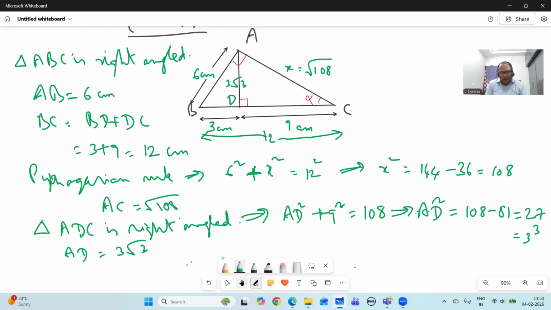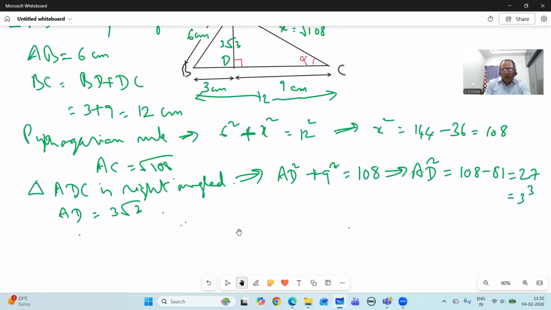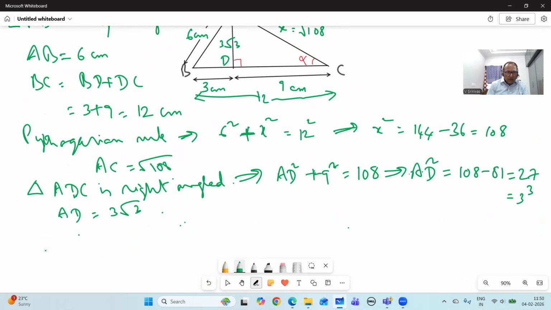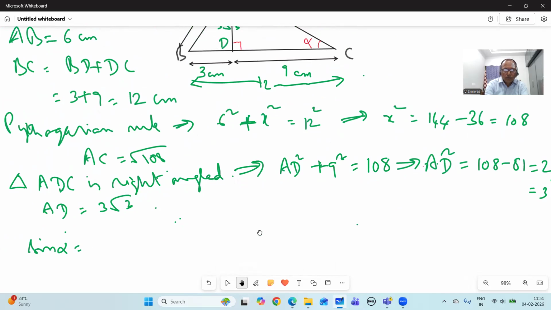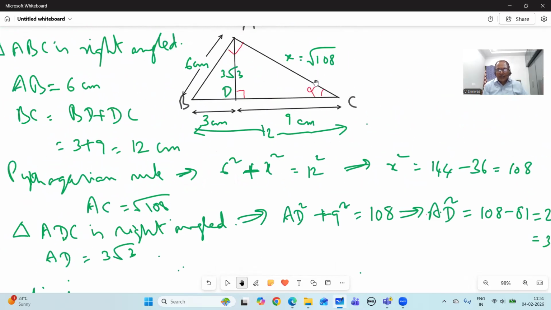We are asked to find sin alpha. How can we find sin alpha? What is sin alpha? Sin alpha is opposite side by hypotenuse. In this right triangle, sin alpha is 3 root 3, the opposite side, by the hypotenuse AC. That is 3 root 3 by root 108.